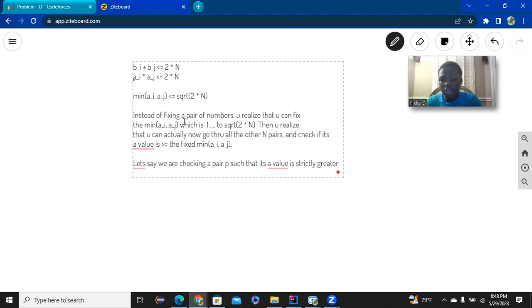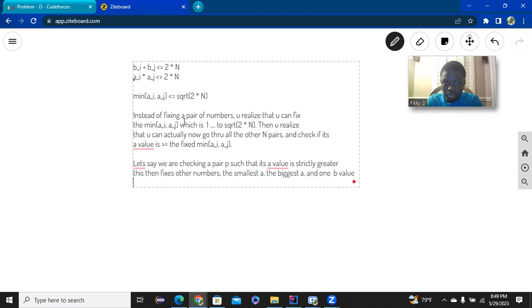You know that this then fixes a sub i and b sub i, or this fixes two other numbers: the smallest a, the biggest a, and one b value. So when you fix the minimum and then you go through other pairs, you can now do it for the case where it has to be greater.